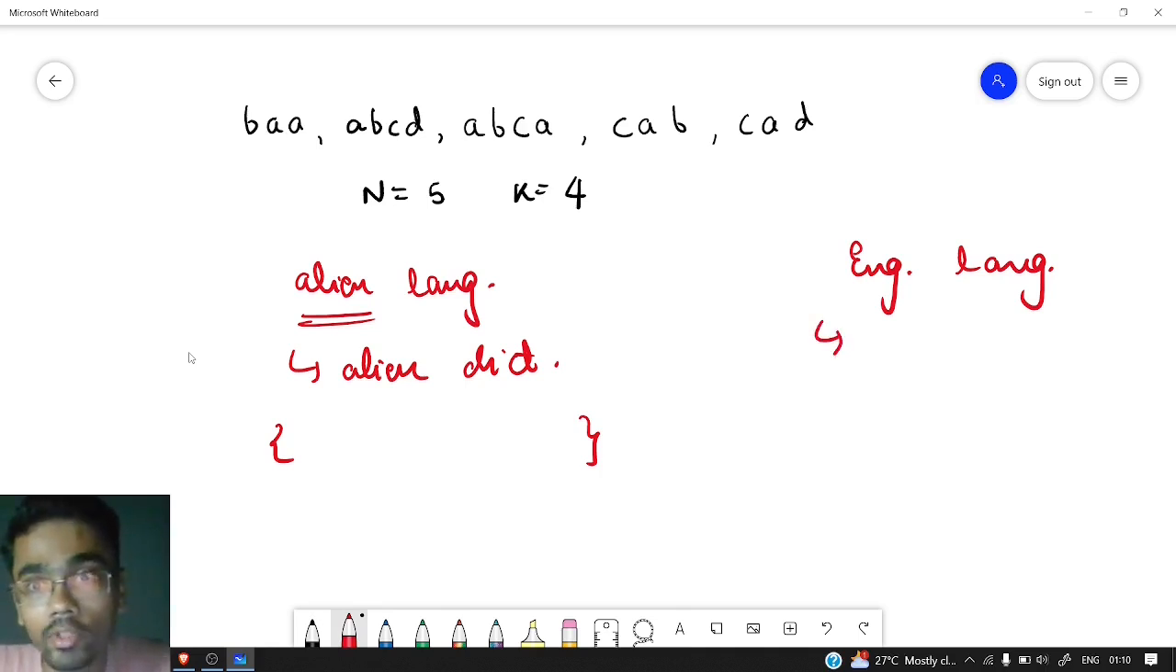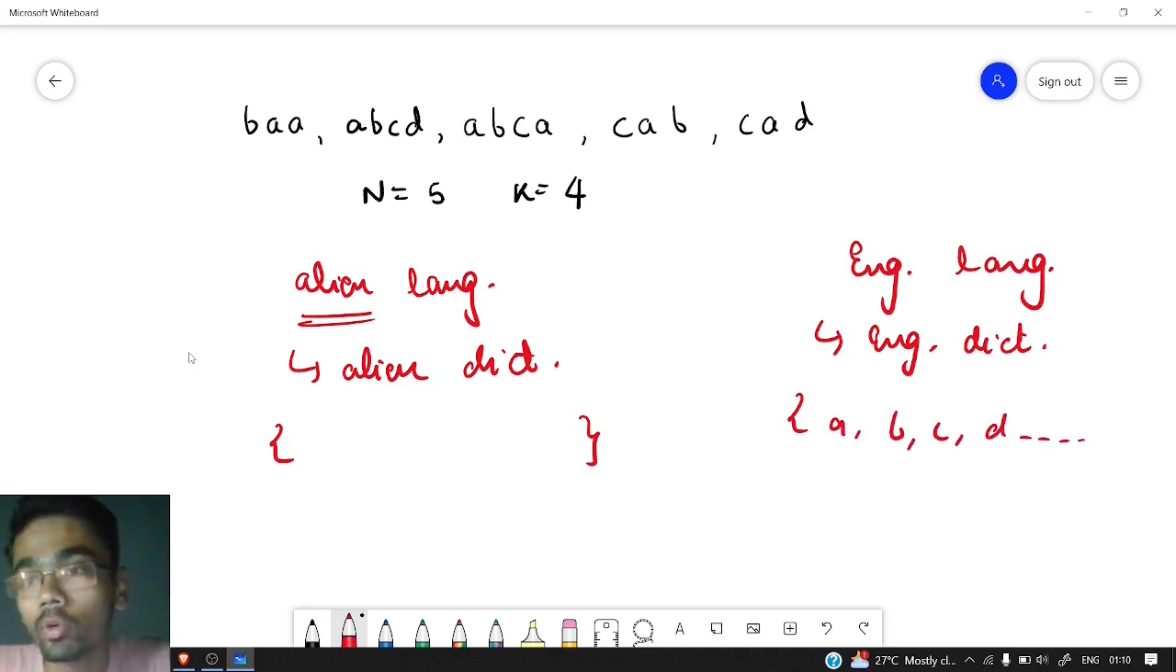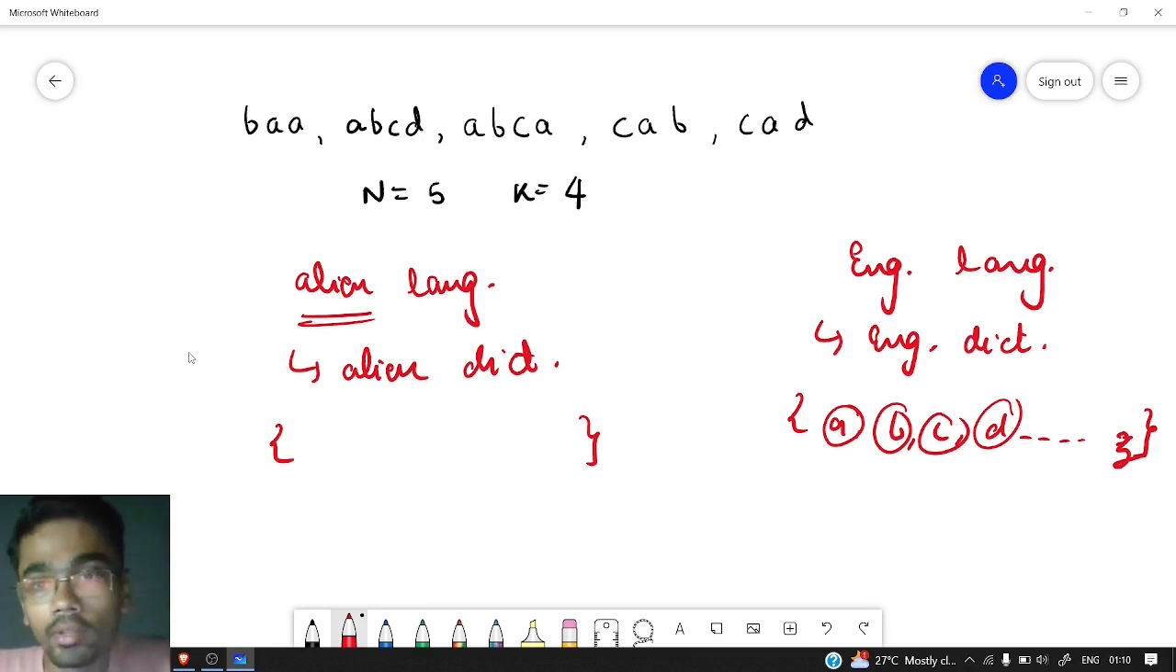Now in the English language also we have one English dictionary which follows some particular order of all the alphabets, like we have A, B, C, D and so on up till Z. So this is the order in the English dictionary: A is coming before B, B is coming before C, C is coming before D and so on and so forth. So this is the particular order which the English dictionary follows. Similarly, we need to find out the order in the alien dictionary based on the given words that they have given. So we need to figure out this order.